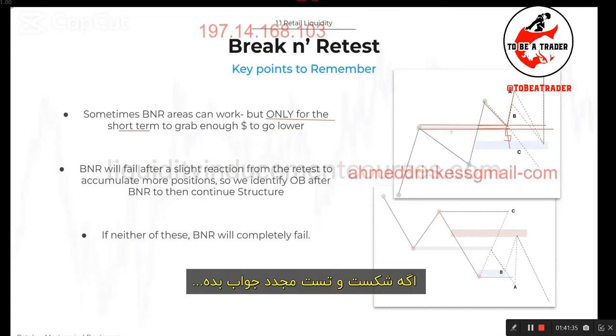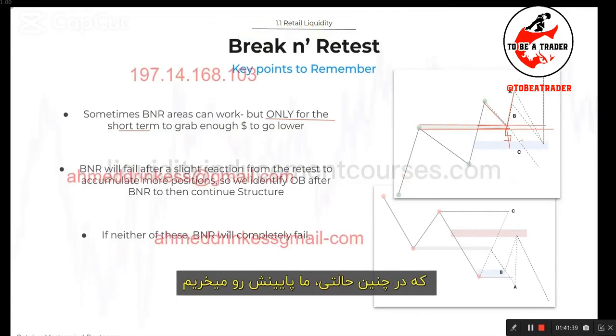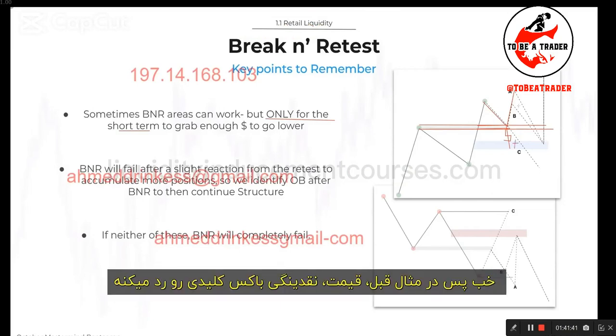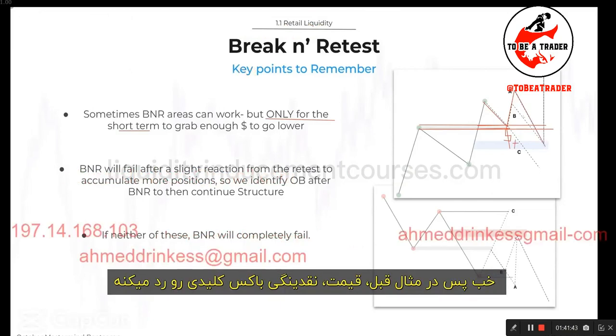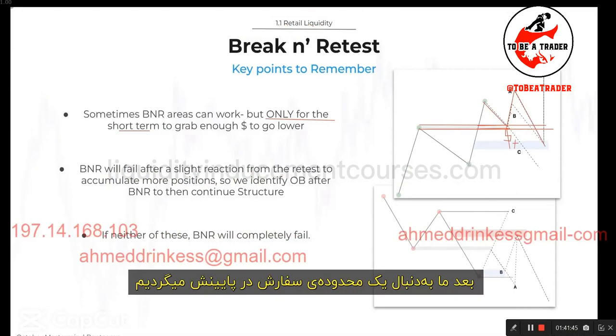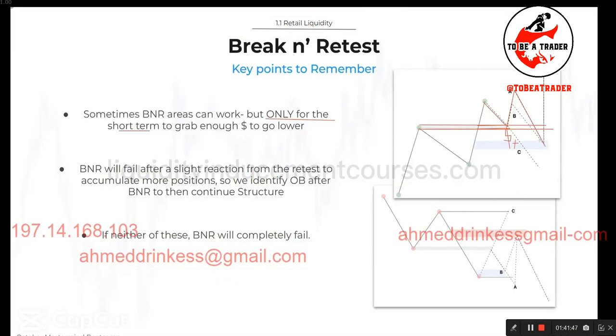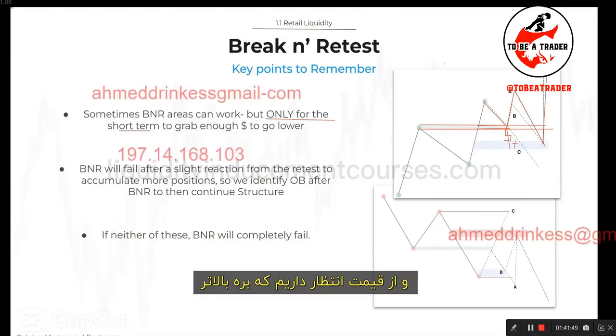But break and retest does work. It's building key zone liquidity, which in that case, we look to buy below, right? So then price will take out the key zone liquidity. In that instance, we then look for an order block below it, with the expectation of it going higher.